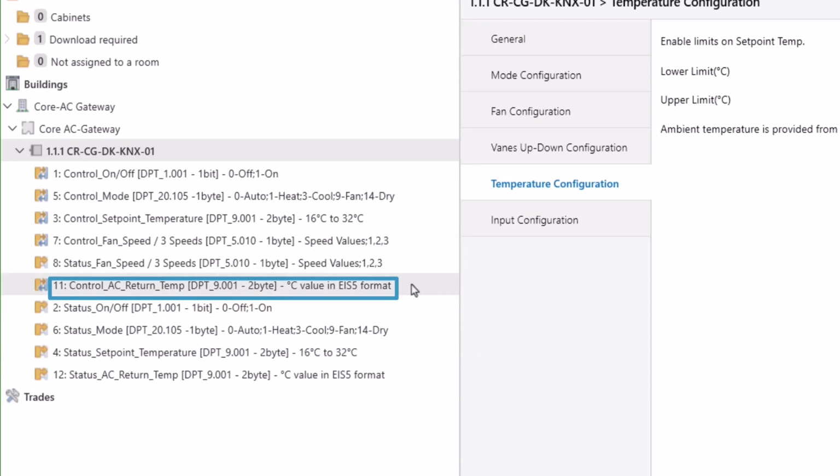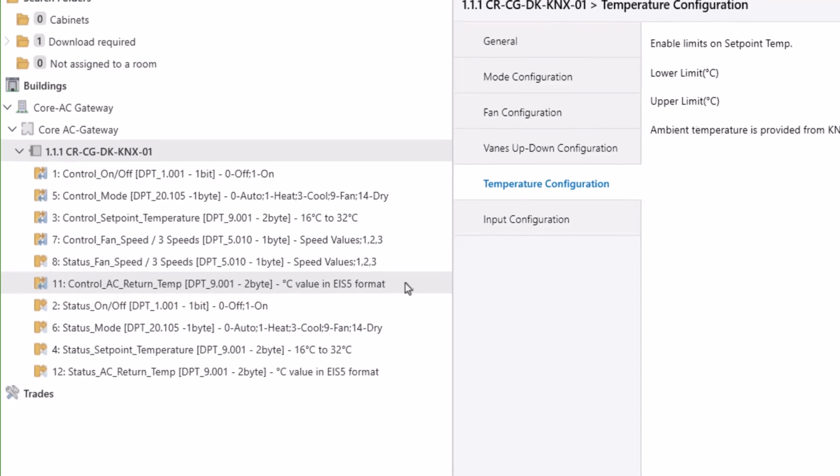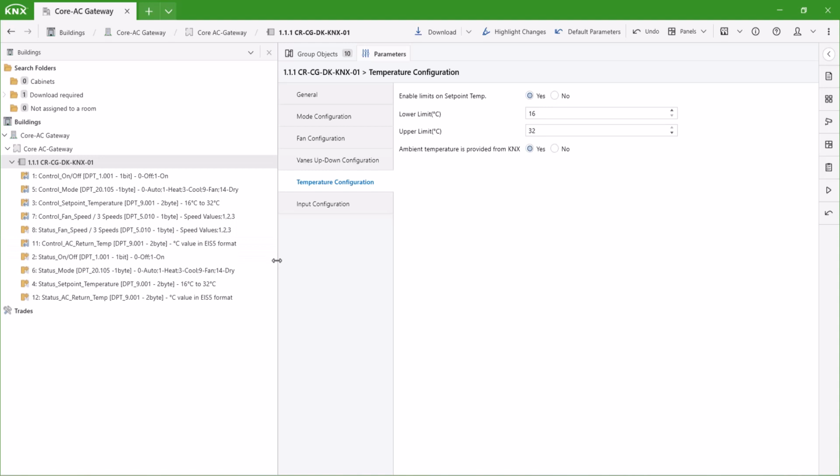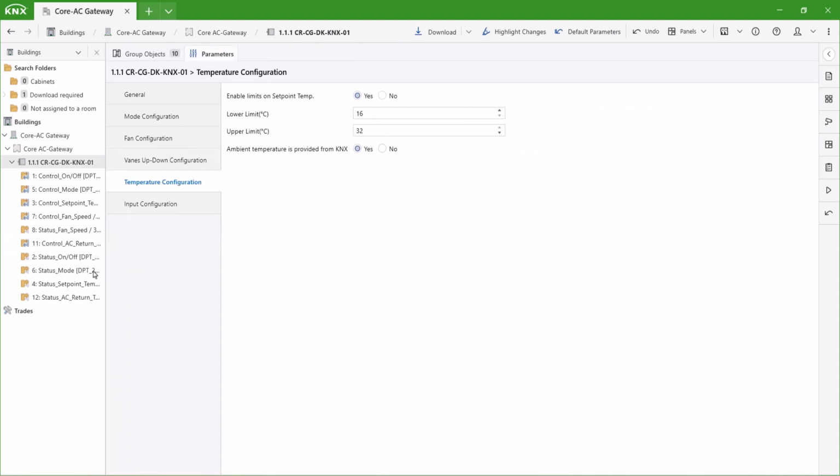When the parameter is selected as active, the specified group object becomes available. Ambient temperature data to be processed by the indoor unit can be written externally to this group object. Please review your product manual to determine if your indoor unit supports this feature.